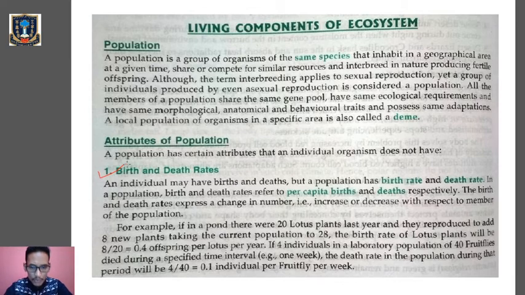Just for example, in a pond there were 20 lotus plants last year, and now, due to the process of reproduction, 8 new plants have been added to the population, taking the population count to 28. So what will be the birth rate of that particular plant? The birth rate of the lotus plant will be 0.4 offspring per lotus per year. So this is the birth rate of a population.